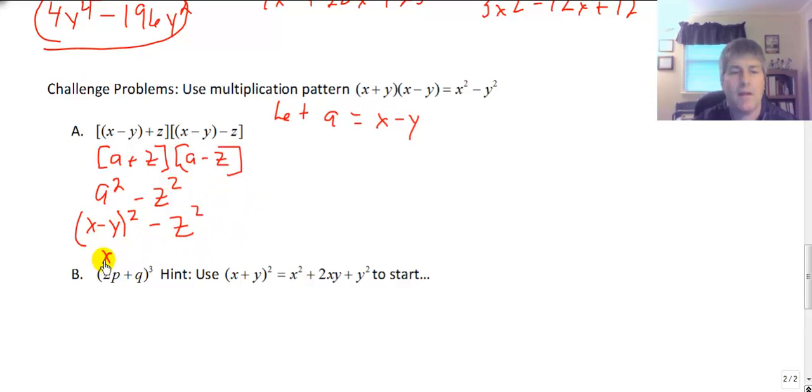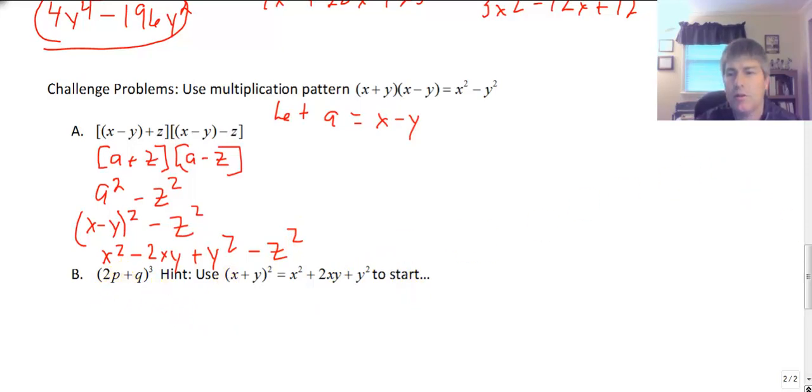Well, x minus y quantity squared, we have to go back to our other pattern. That's x squared plus 2xy. Well, it's not plus, it's minus. Minus 2xy plus y squared minus z squared.